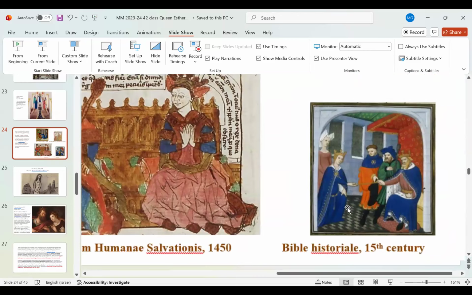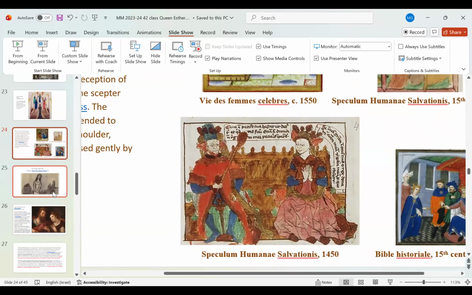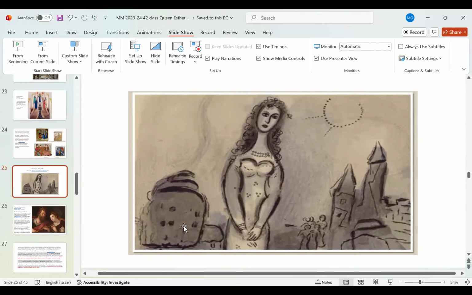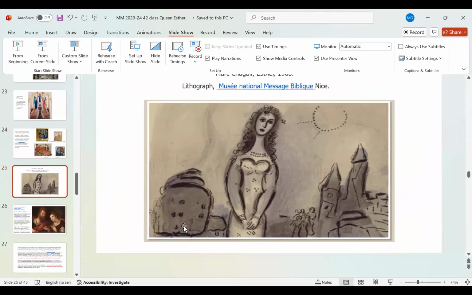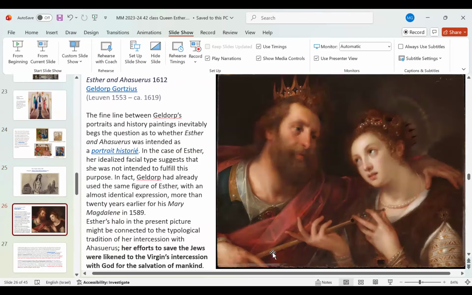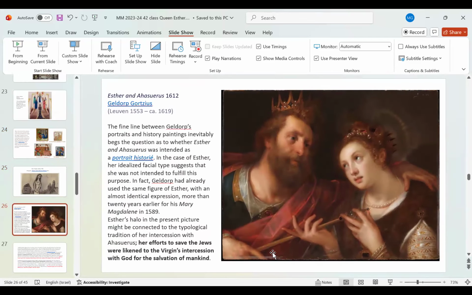Okay. Okie doke. And here is a Chagall one. Here's a Chagall one, a lithograph. And one last one. Here, this one here. And she's holding the scepter here, right? She's holding the scepter here.